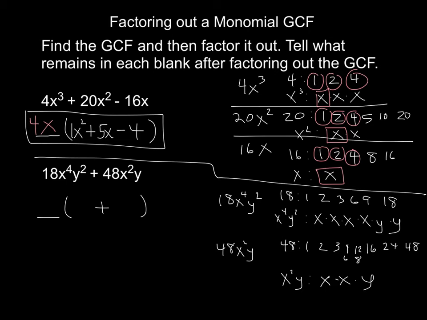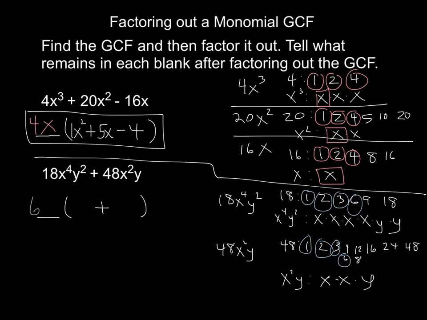And now we're going to go ahead and find our common factors. There's a 1 in both, there's a 2 in both, there's a 3 in both, there's a 6 in both. Is there a 9 in both? No. Is there an 18 in both? No. So our GCF for the numerical portion is 6.